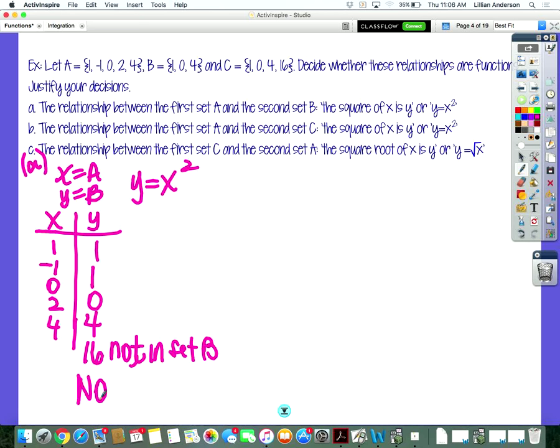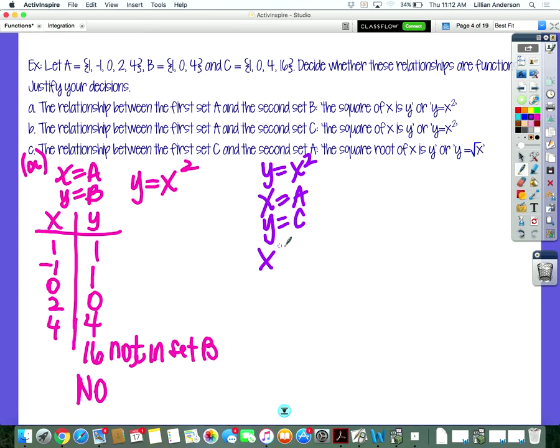I want you guys to do B and C. You could do it using a table, you could do it using a mapping diagram, your choice. Alright, so the relationship between the first set A and the second set C. We're still dealing with Y equals X squared, but this time we are comparing, our input is what set? A. And our output should give us a set that's within C. So when you guys did it, raise your hand if some of you might have just looked at it and was able to tell. Who did a table? Anybody do a mapping diagram? Okay? Either way, we should still get it.